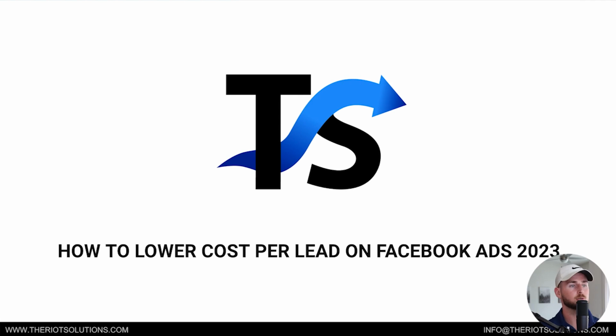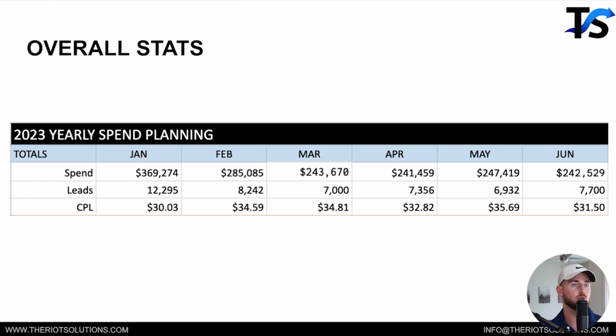So how to lower your cost per lead on Facebook in 2023. First off, I'm just going to show you a case study. This is just one of our clients right here for the year so far. And we're averaging $200,000, $300,000 a month in ad spend. The CPL that we're contracted to hit is $35 or lower. And as you can see right here, we've hit pretty much lower than $35 every single month, except May.